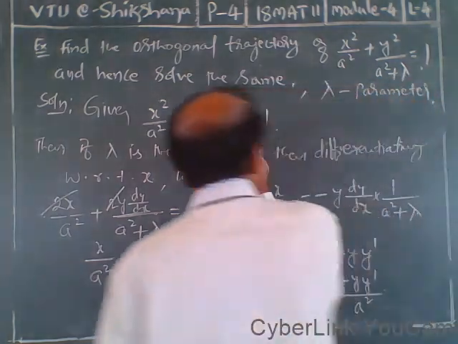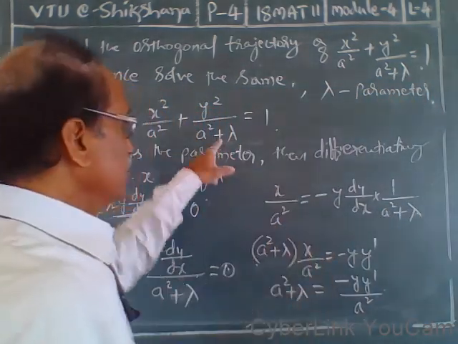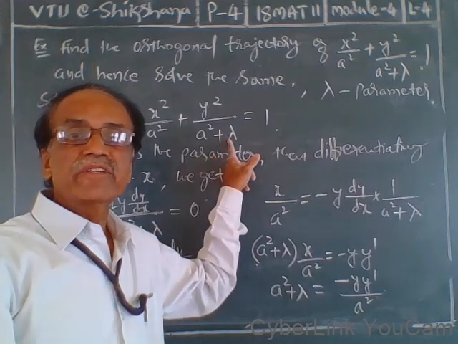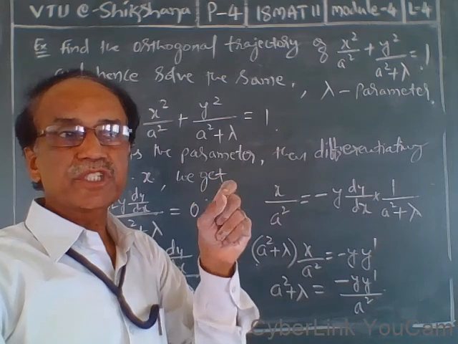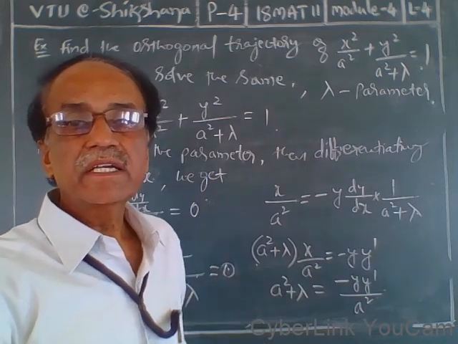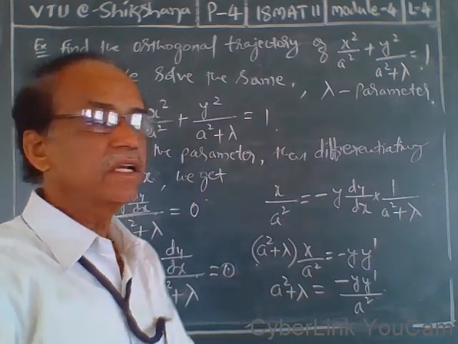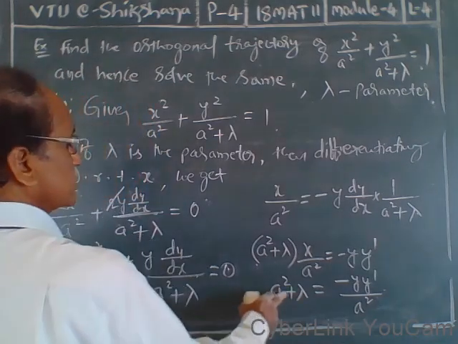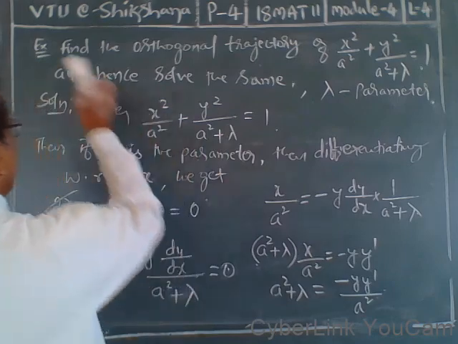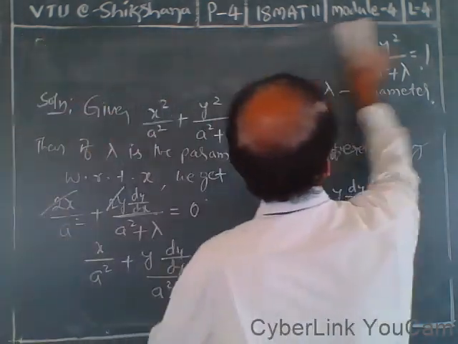Therefore, we want to eliminate this parameter to form a differential equation first, and then we will apply the concept of the differential of the orthogonal trajectory, and then we will solve the differential equation. Okay. So now I will replace this a square plus lambda in the given problem. Write that down.